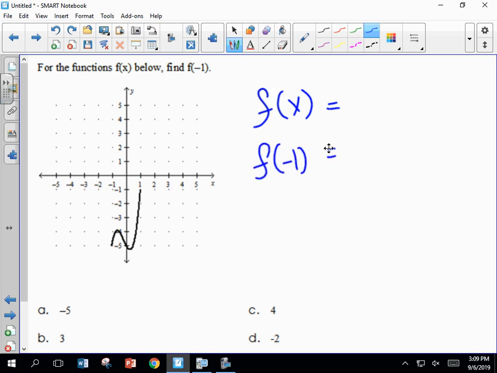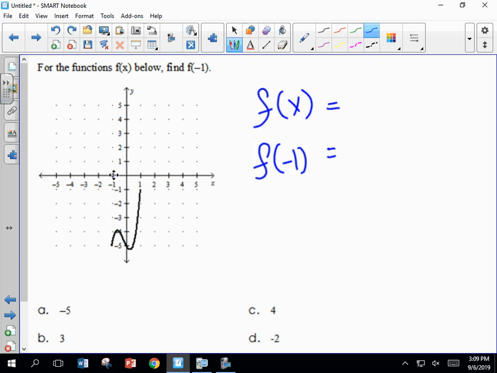Now, how do I do that? So what happened here? What changed? We talked about this before. Well, the x turned into a -1. Good. So you're going to look over here on the x-axis. This is my input value. This is what I'm plugging into the function. So I'll look over here on the graph, and I go to -1 on the x-axis, which goes from left to right.